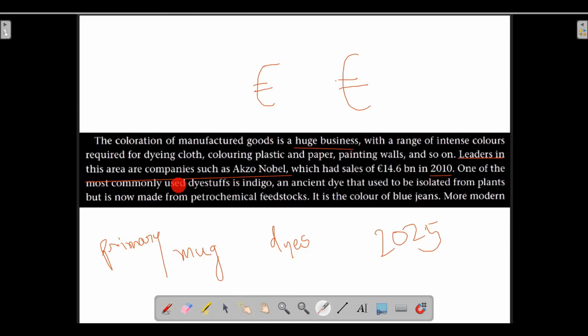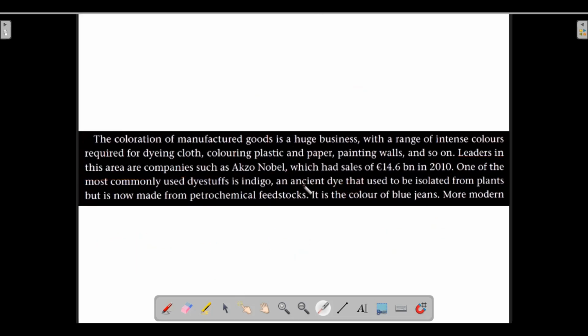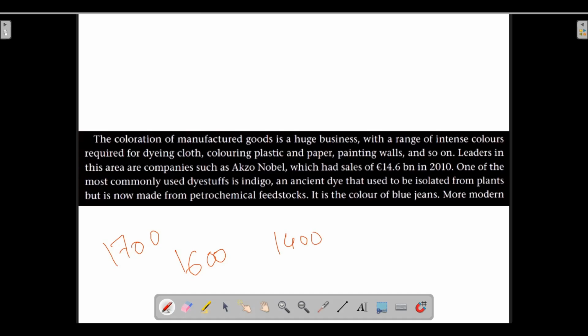One of the most commonly used dyestuffs is indigo, and it is an ancient dye. Ancient dye means it is very ancient, like 1700, 1600. During 1600 also, indigo was being used. During 1700 also, indigo was being used. During 1400 also, indigo was being used. Such an ancient dye. So an ancient dye that used to be isolated from plants.